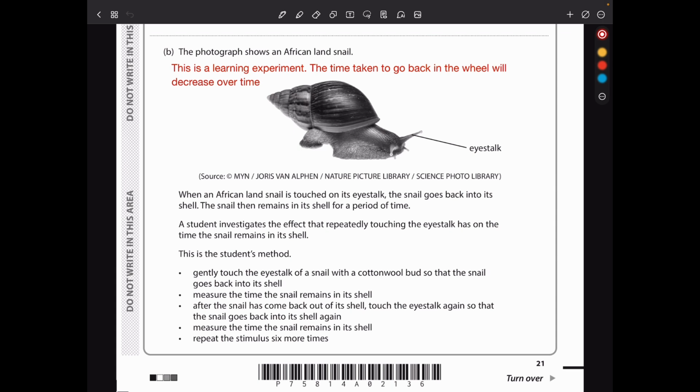They gently touch the eye stalk of the snail with a cotton wool bud so that the snail goes back into its shell. Measure the time the snail remains in its shell. After the snail has come out of its shell, they touch the eye stalk again so that the snail goes back into its shell. Then they measure the time the snail remains in its shell. They repeat the stimulus for 6 more times. Of course, the time is going to decrease with every touch because the snail is getting habituated.